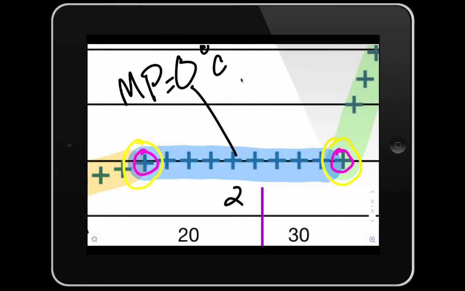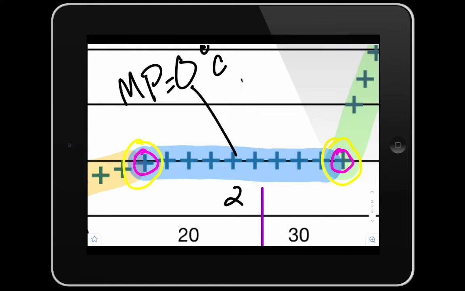Because that temperature is not changing, our kinetic energy is remaining constant. Again, temperature is a measure of the average kinetic energy, so if it's not changing, our kinetic energy is not changing. These molecules are not moving faster. What is changing is their actual motion. We're making that transition from a solid to a liquid.